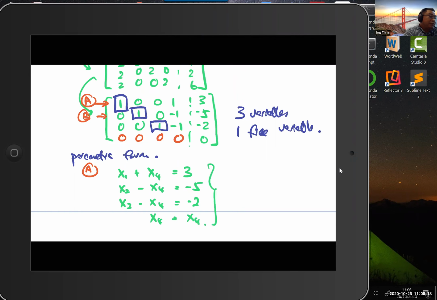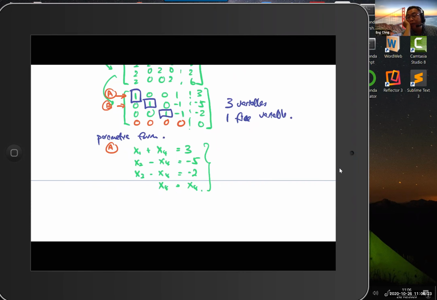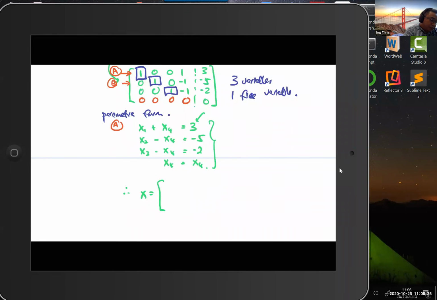Once I have it in this form, then I can write the solution in parametric form with the free variable. So therefore, x equals 3, minus 5, minus 2, and then 0 plus x4. So this is the particular solution, and this is the free variable x4 running around to give us the infinite solutions.